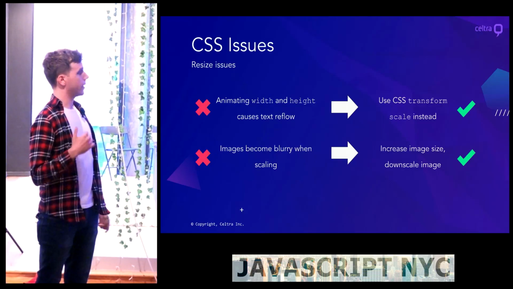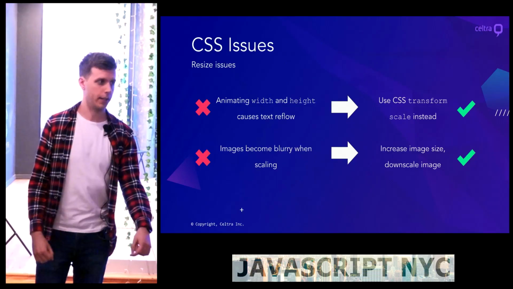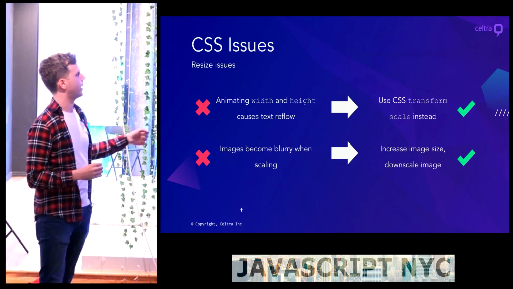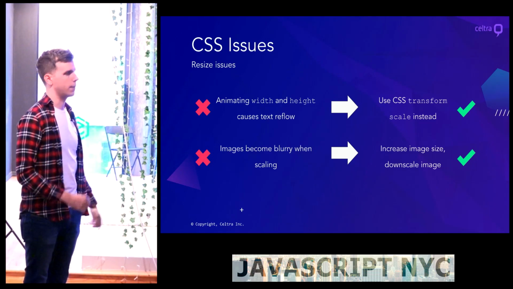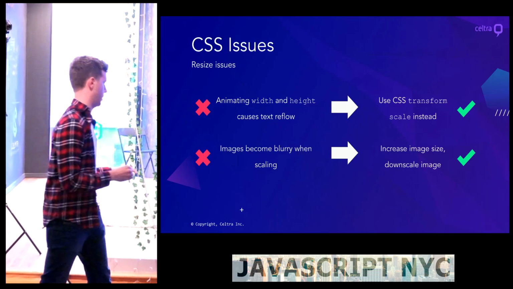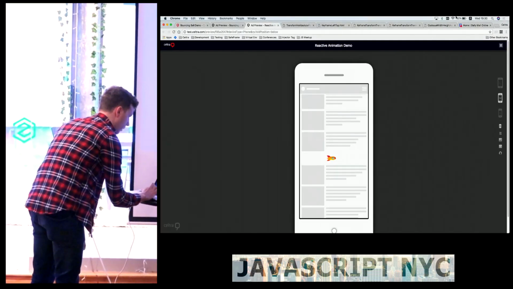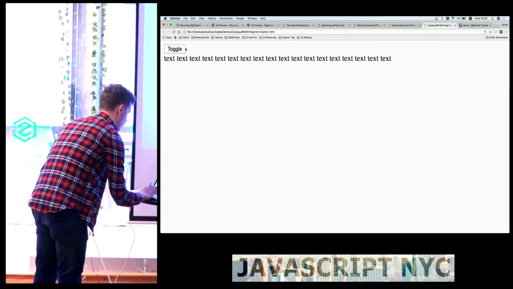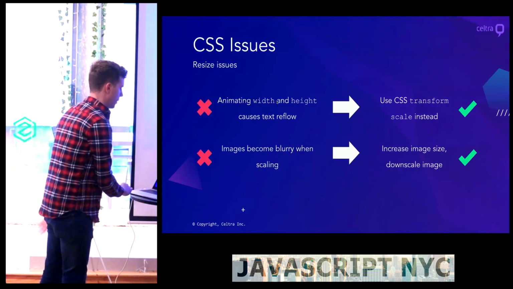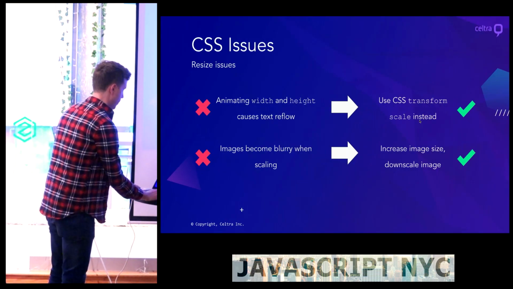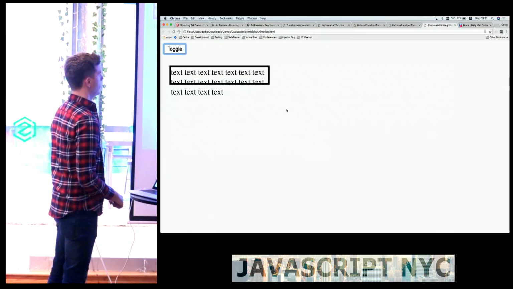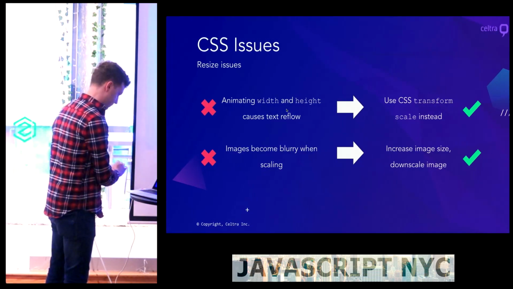Here are some other CSS issues connected to sizing, which we actually can solve. The first one is that animating width and height CSS property with the text inside of it causes a text reflow. So what do I mean? Let me show a demo. It causes this. Okay, and we can solve this by using CSS transform scale. And it will look like this. So this is the desired behavior.